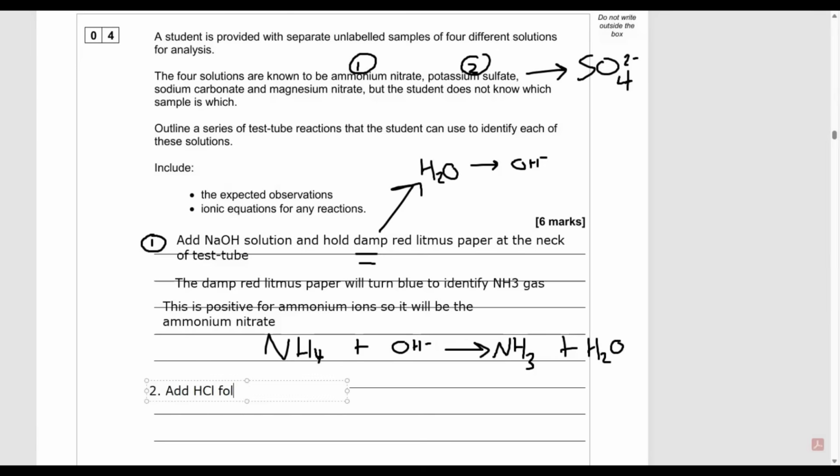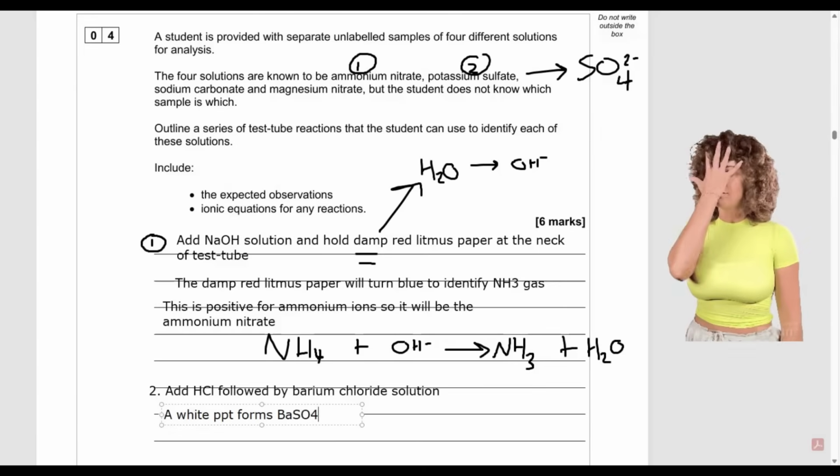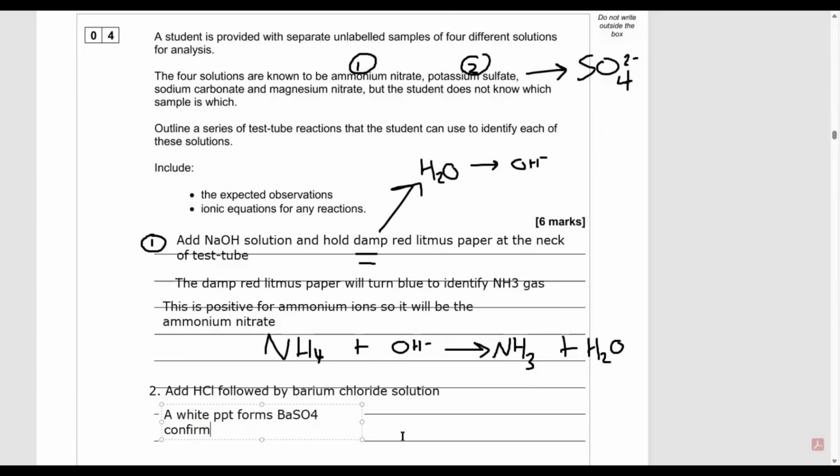Now, for sulfate ions, normally you add an acid. You don't add sulfuric acid because it contains sulfate ions, so it would give you a positive result. You can add hydrochloric acid or nitric acid. That's to get rid of any carbonate impurities. And then you follow that up by adding barium chloride solution, and you get a white precipitate, which confirms that we're dealing with a sulfate, because it forms a barium sulfate precipitate.